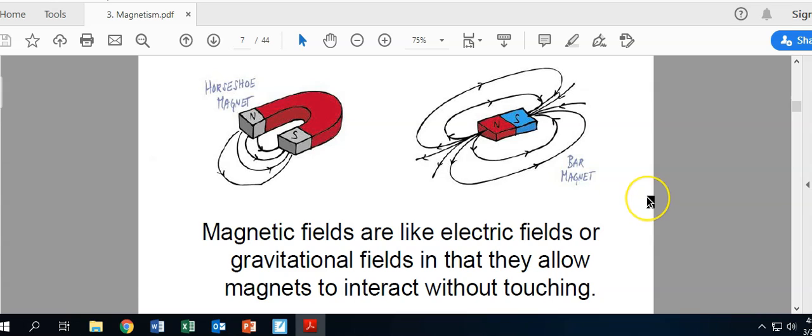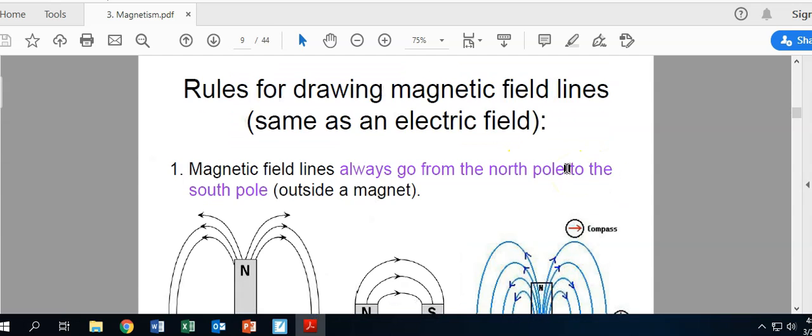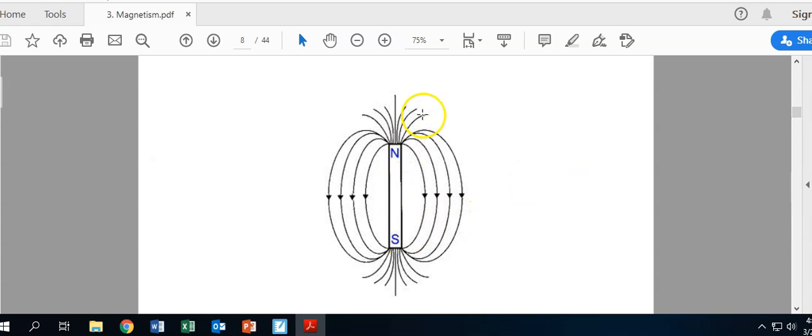Magnetic fields are like electric fields or gravitational fields in that they allow interaction without touching. The invisible zone of influence. Interact without touching. Just like with electric fields and gravitational fields, we use a drawing to demonstrate the direction of flow of the field. So the magnetic field line or the flux line, which literally means the flow line. So here we have the picture flowing from north to south on the outside, and then through the middle it would have to return back again to north.